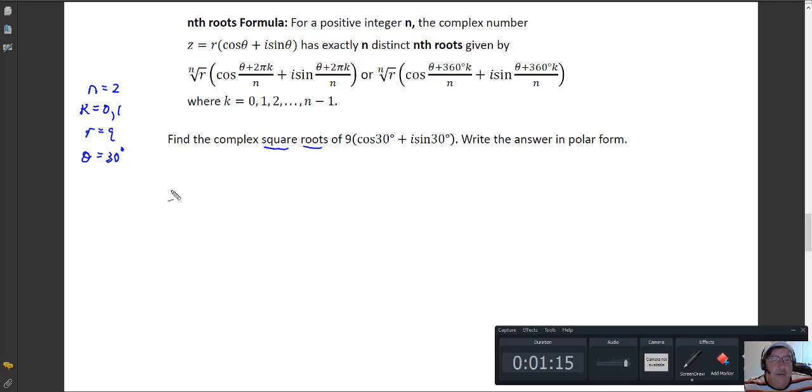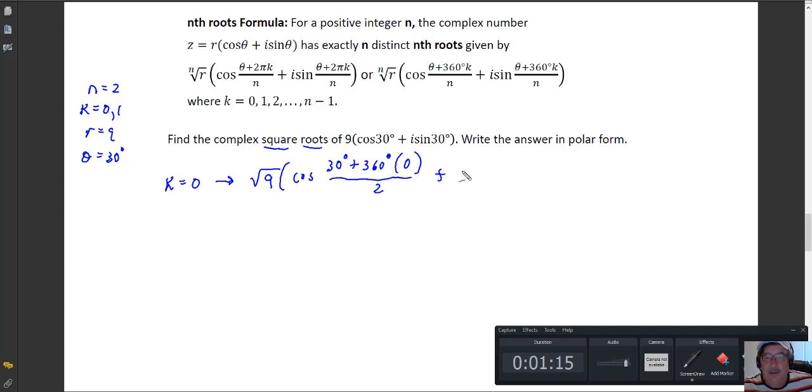So we're going to come over here and put when k equals 0, we're going to have the nth root of r. So again, I'm looking up here, we're going to say that is the square root of 9. All right, so let's go ahead and put this times the cosine of 30 degrees plus 360 degrees times k is 0, all over n is 2. And then we can put plus i sine. A lot of students will put dittos here, but I'll go ahead and write that out.